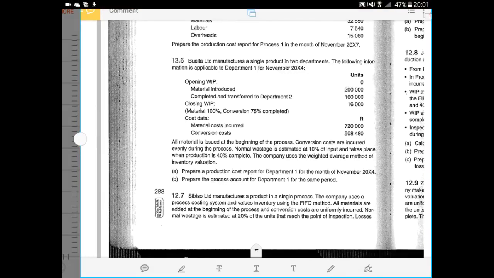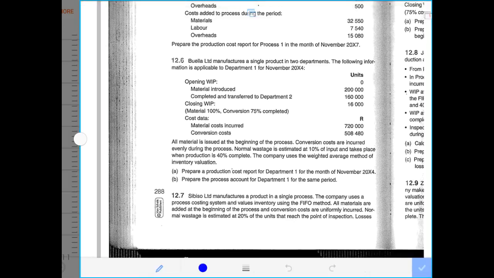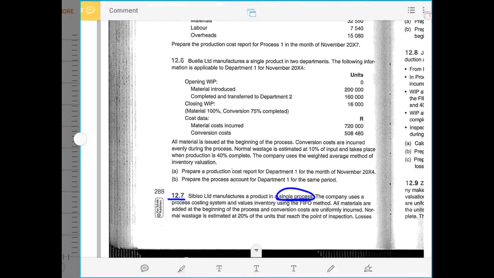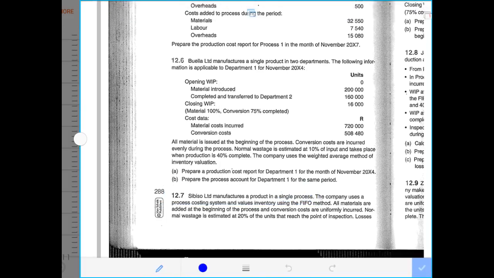Good day, students. Once again, I will be doing exercise 12.7 with you on the topic or chapter of process costing. It says Cibiso Ltd manufactures a product in a single process. The minute it says in a single process, that means there is no previous process because it is a single process. And they tell us that the company uses a process costing system and values inventory using the FIFO method.